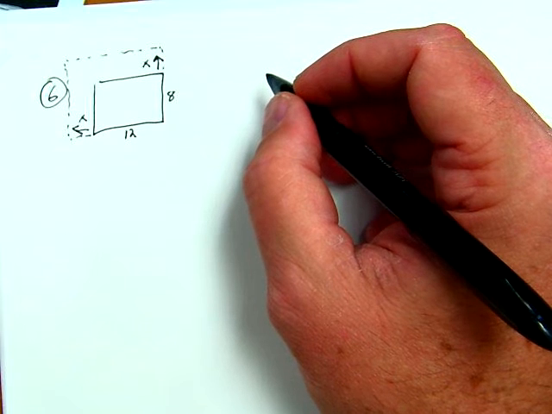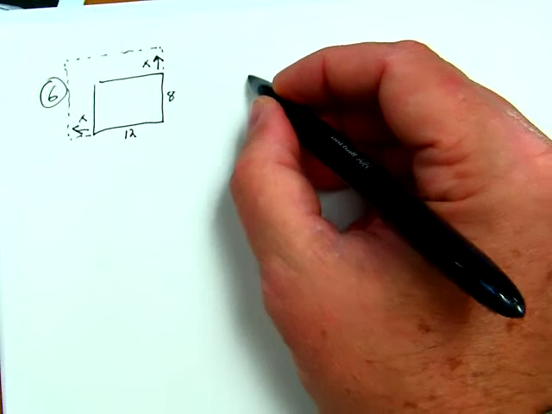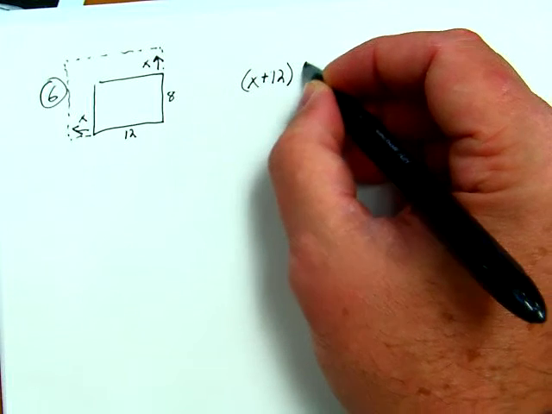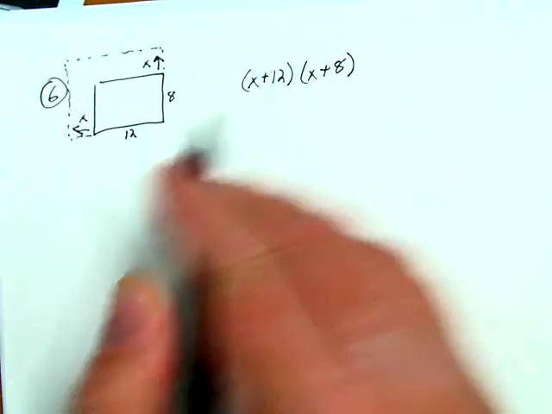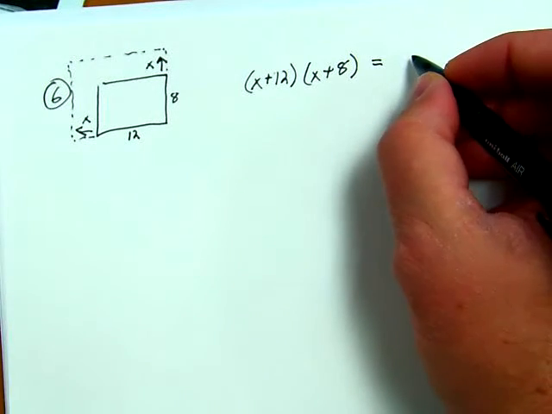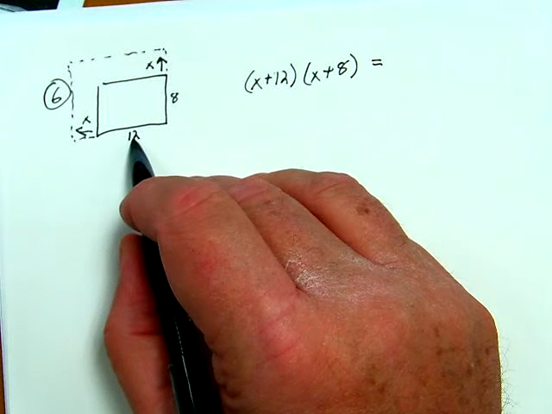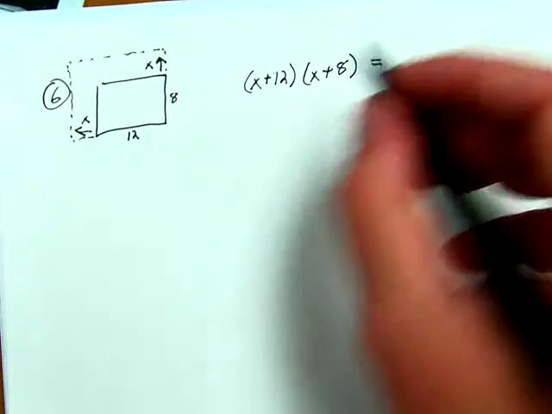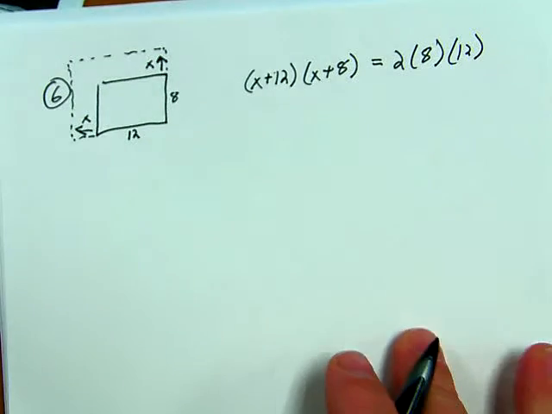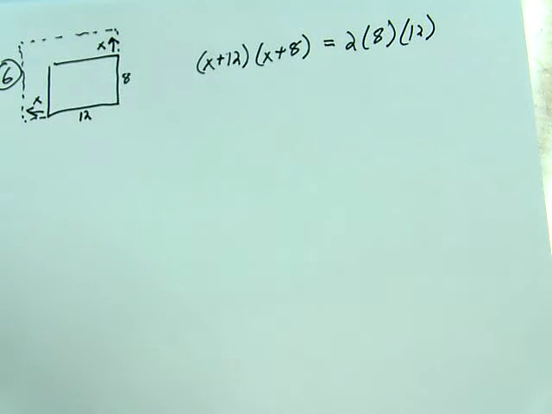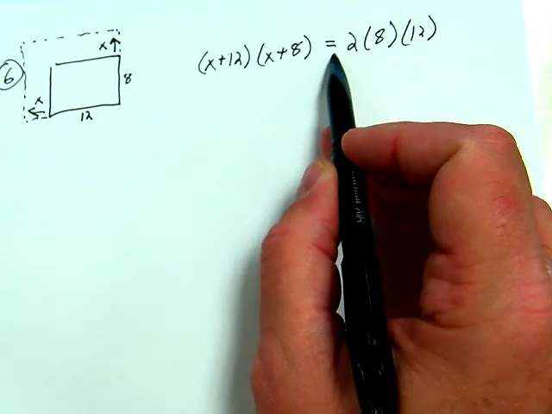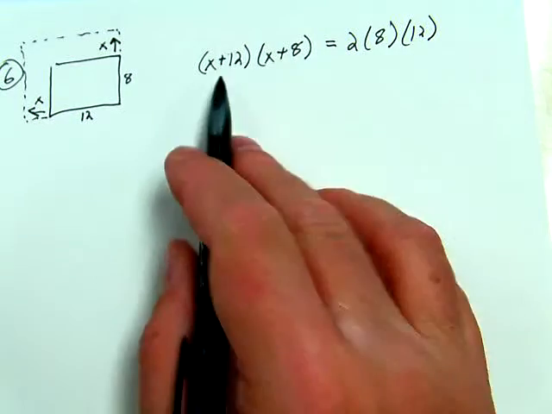Well, let's take a look. At first, I can say to myself that x plus 12 times x plus 8, notice that's my new width and height, is going to be equal to my old area, which was 8 times 12, but I want this new area to be double that, so 2 times 8 times 12. All right, does everybody see that there now? So I've got my new width times my new height equal to my new area. And I just have to solve for x.